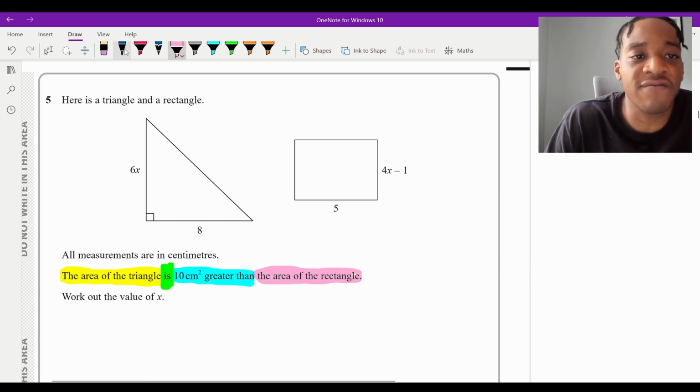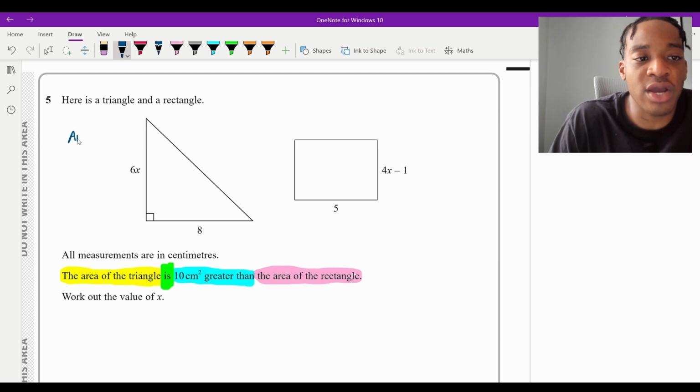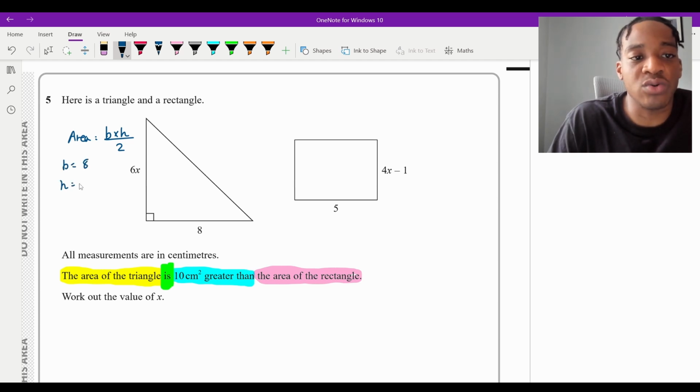So firstly, I'm going to start with the first part, which is the area of the triangle. Now, we know that the formula for the area of a triangle is just base times height divided by 2. In this case, we can see that the base is equal to 8 and the height is equal to 6x. I'll write AOT for the area of the triangle. This is going to be base, which is 8, times 6x divided by 2, isn't it?